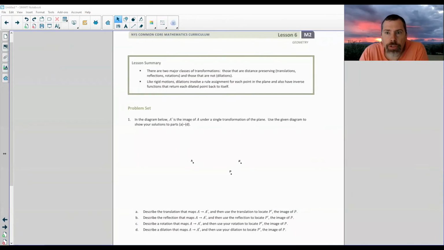Page 7 brings us to the end of lesson 6. Review your lesson summary and go to your problem set.